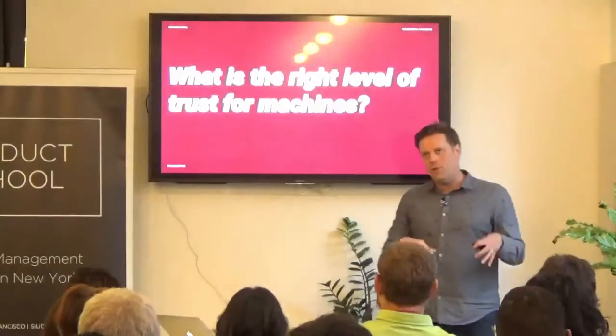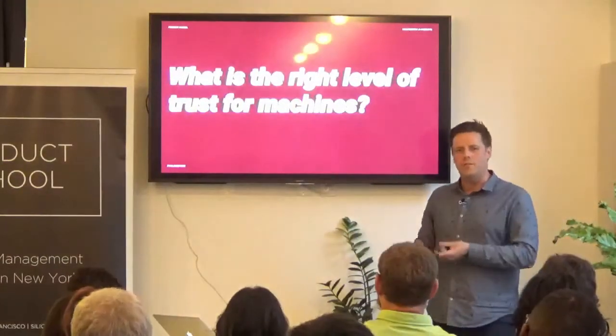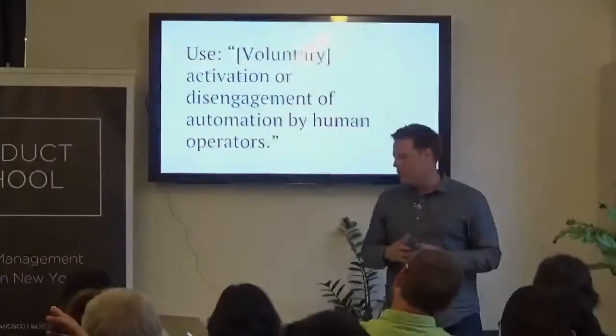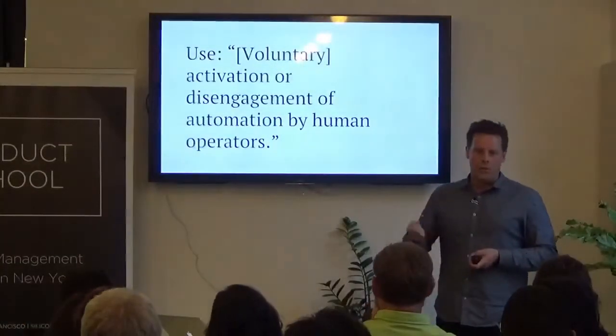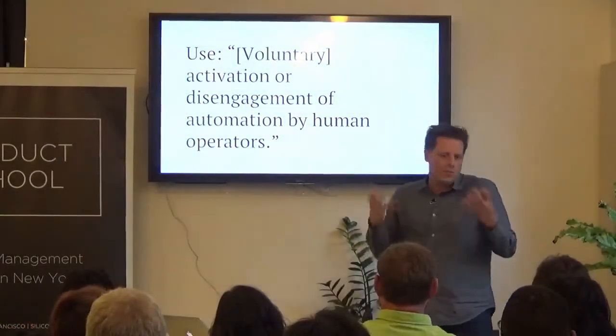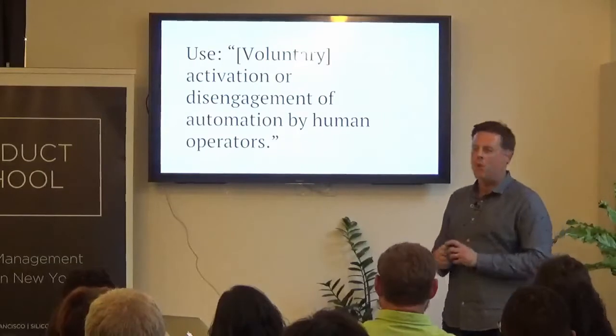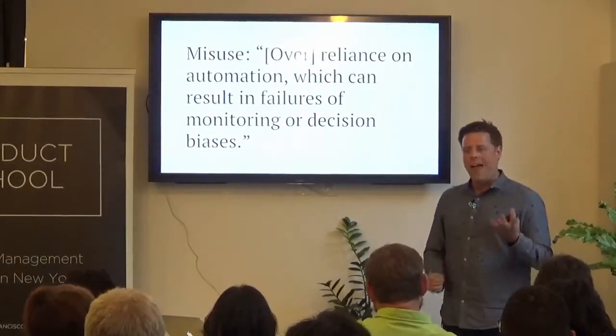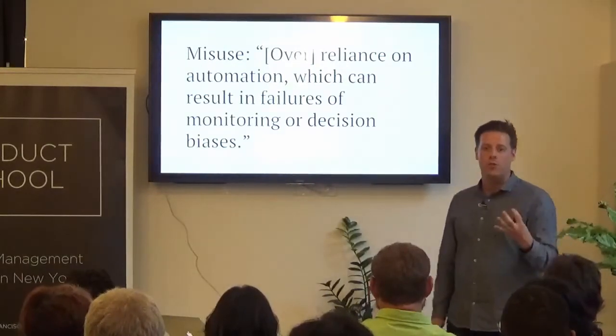So now we've talked about trust. Let's talk about what is the right level of trust, right? Because you can actually trust things too much. Use is really just this idea that I will turn on the automated system, I'll utilize it, and I'll turn it off as appropriate. That's really all it means, that I'm just going to use the system in some way. When we talk about misuse, it means that I trust it too much, and I will actually depend on the system in cases where I shouldn't, right?